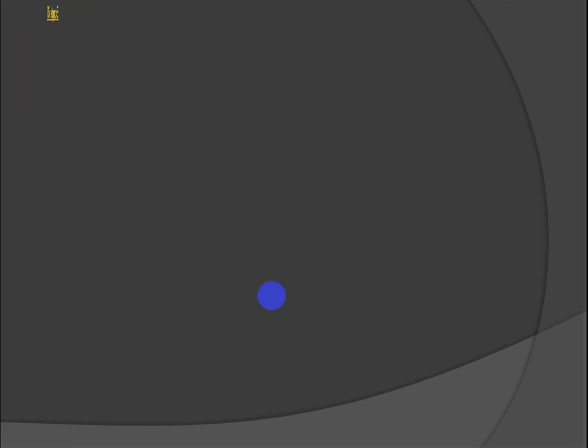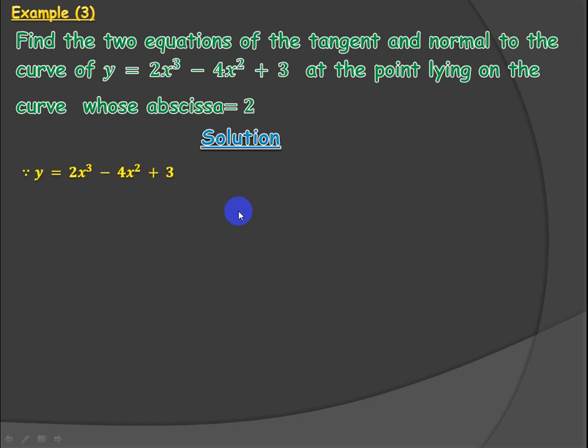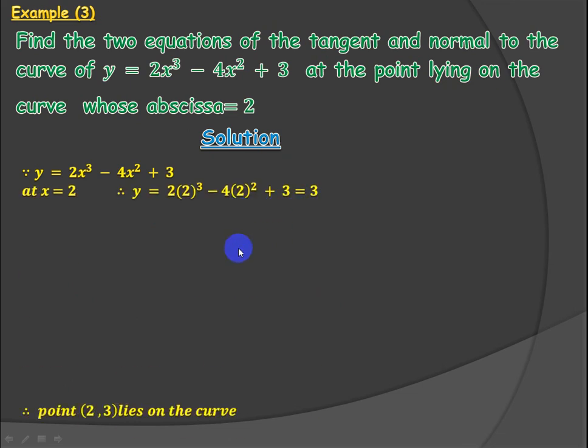Example number 3. Find the equations of the tangent and normal to the curve y equals x cubed minus 4x squared plus 3 at the point lying on the curve whose abscissa equals 2. This new word abscissa means when x equals 2. So you have the value of x. Now direct substitution to get the value of y. y equals 2 to the power 3 minus 4 times 2 to the power 2 plus 3, which will be 3. So the point (2, 3) lies on the curve.